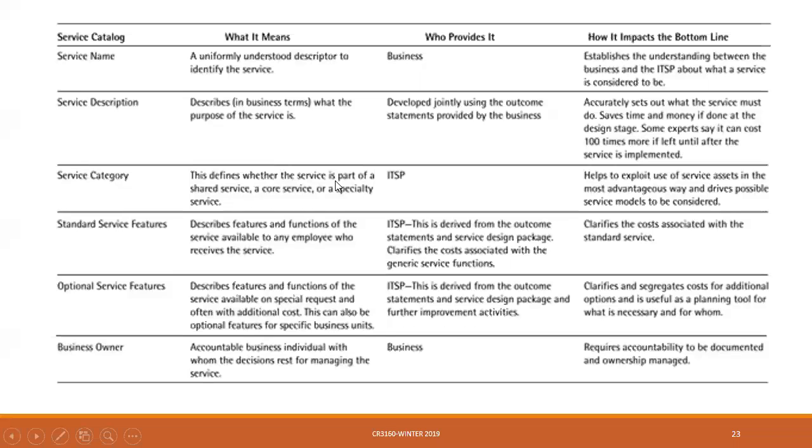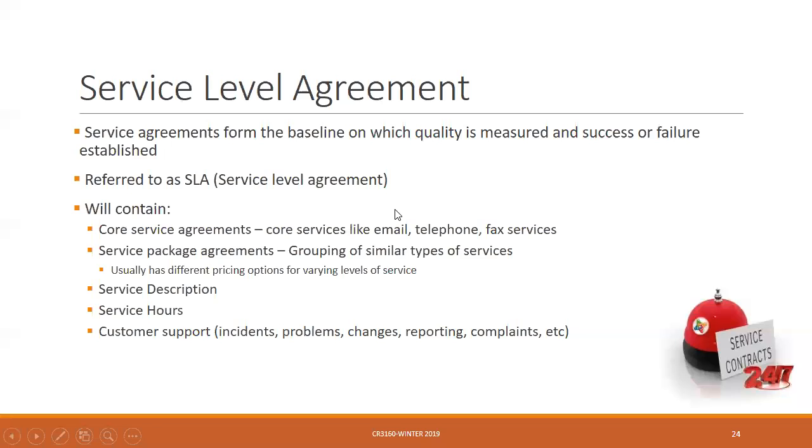I'm not going to go through all of those individually, but you can have a look at them. So the service catalog, you need to name each service, you need to describe it. It has to have a category, which is also going to reflect the kind of customers that are using it. What are some of the features that it has? Standard features versus optional features. So we saw that back there, right? The standard features, there are some things that everybody gets, and there are some things that only people that take the options get. Now, why have we got a service level agreement right after that?